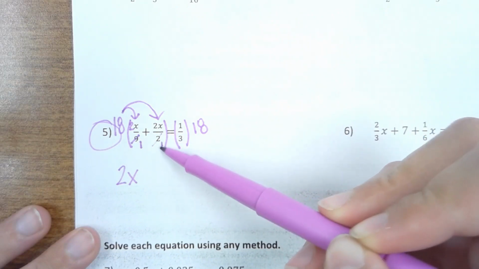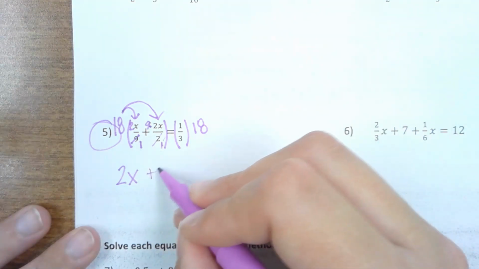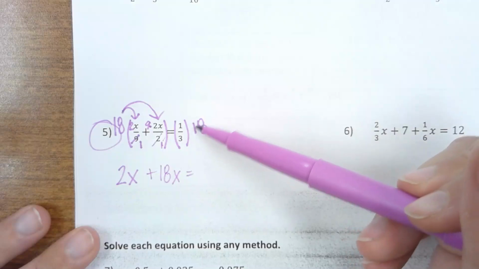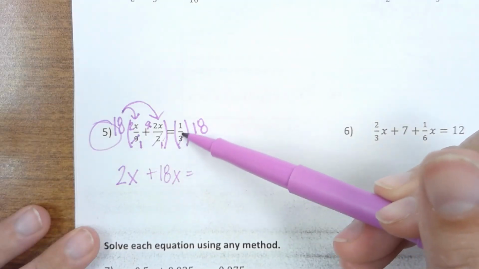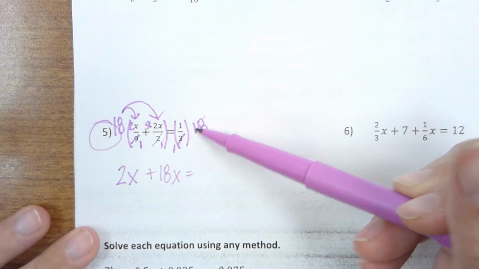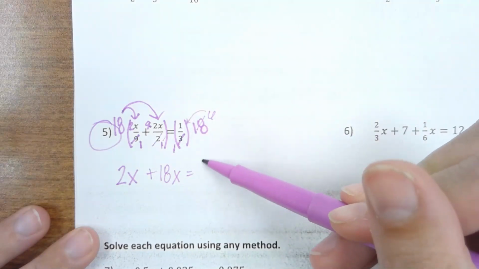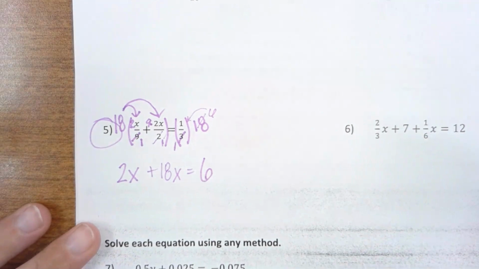And this, if you still have stuff in the numerator, you have to multiply those numbers together. So you're going to be left with an 18x. And then over here, when you cross reduce, 3 goes into 18 6 times. And take your 6 times your 1 that's left in the numerator, so then you're going to be left with 6.